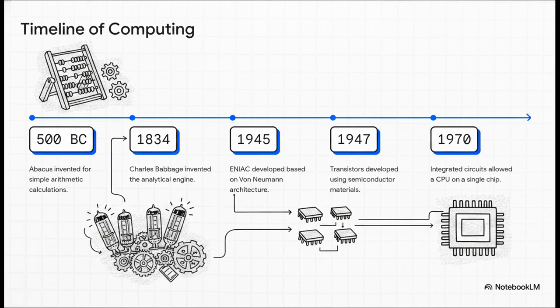And then we hit the electronic era. The ENIAC in 1945 was massive. It relied on bulky, incredibly heat-generating vacuum tubes. But the real game changer? That was the invention of the transistor in 1947, which replaced those giant tubes with tiny semiconductor materials. By 1970, we were packing entire processing units onto tiny integrated circuits, giving birth to the modern microprocessor.